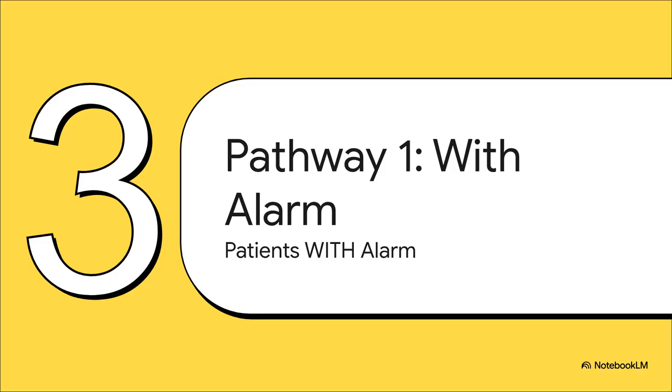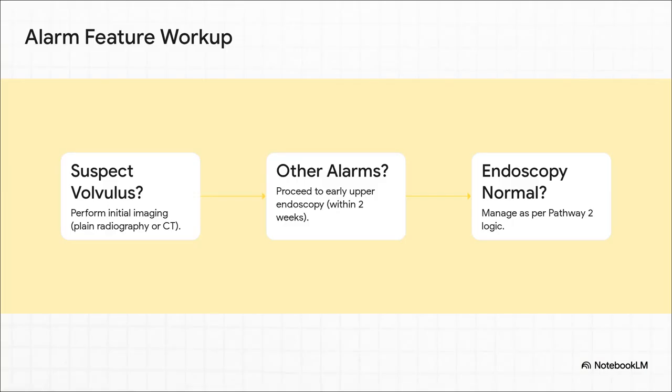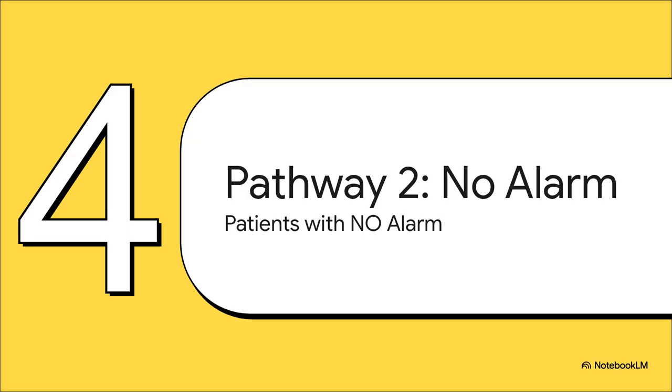So what happens when the answer is yes, and your patient does have alarm features? Well, that takes us straight down our first pathway, the approach for patients with those red flags. For this group, the motto is investigate first. If you have any suspicion for something rare but serious like a gastric volvulus, you go straight to imaging. For pretty much all the other alarm features, the standard of care is an early upper endoscopy, ideally within 2 weeks, so you can get eyes on the esophagus directly. Now, if that endoscopy comes back totally normal, then you pivot and you start managing them using the logic from our second pathway.